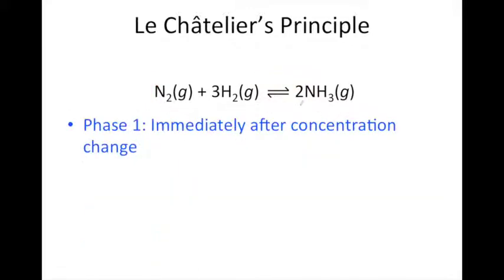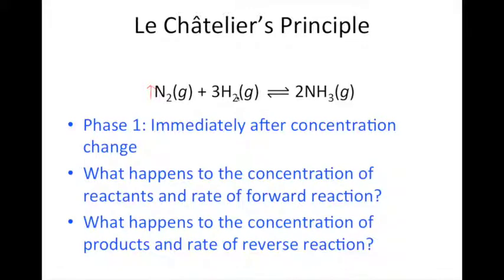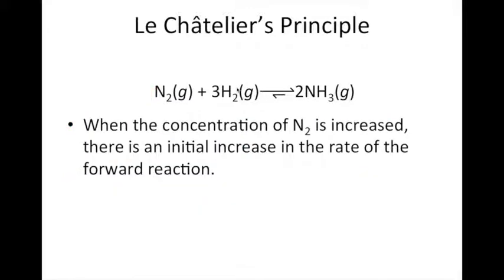We have our reaction at equilibrium, and we increase the concentration of nitrogen. What happens immediately when we do that? Well, first thing we want to say is what happens to the concentration of reactants and the rate of the forward reaction. And let's explain what happens to the concentration of the products and the rate of the reverse reaction. So when we increase the concentration of nitrogen, we're increasing the concentration of our reactant. So what's going to happen to the rate of the forward reaction?